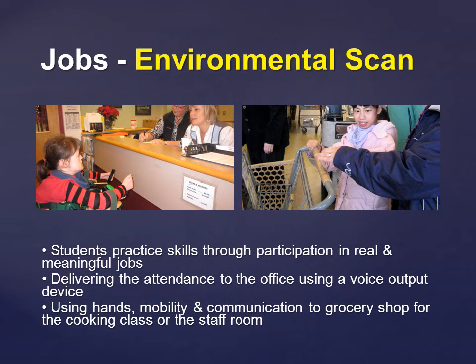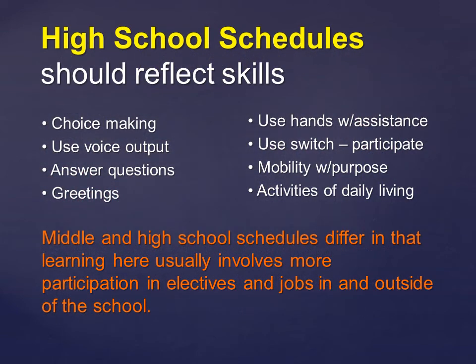Students on modified programs can also practice their skills within functional jobs in the classroom as well as the school at large. It is helpful to do an environmental scan in the classroom as well as the school and surrounding community. High school is also about preparing our students for work or service-related activities. High school schedules should include your students' skills to be worked on in each activity as we see listed here. We can build in participation and learning both in and outside classrooms through electives, which are more motivating, and community activities to help prepare for adulthood.